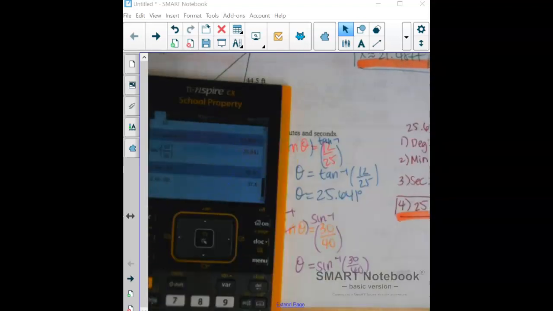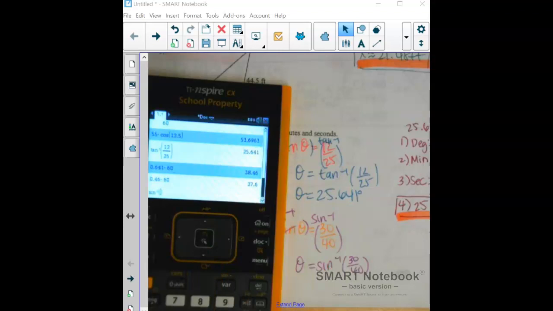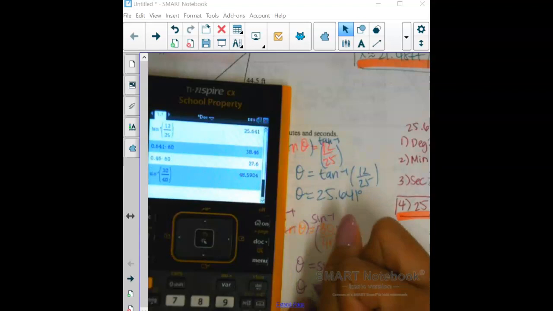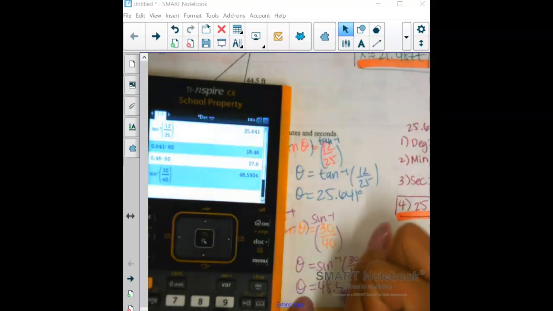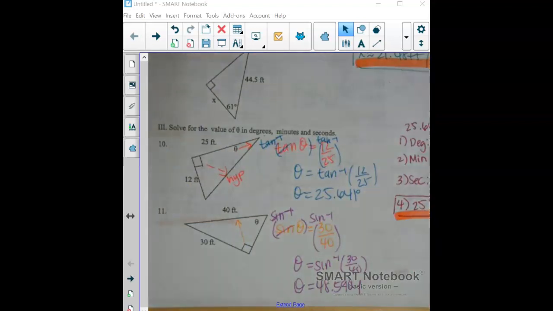So in my calculator, we're going to do sine inverse of 30 over 40. Remember, I don't have to put the fraction in there. I'm just putting it in as 30 divided by 40. It's going to give you the same answer. And this is going to give me a theta of 48.5904.